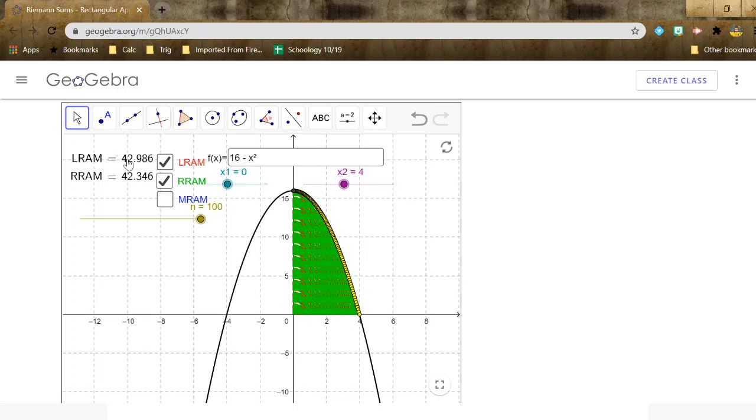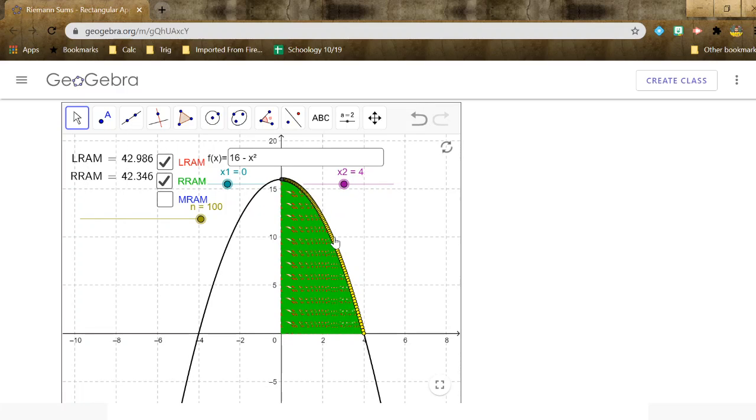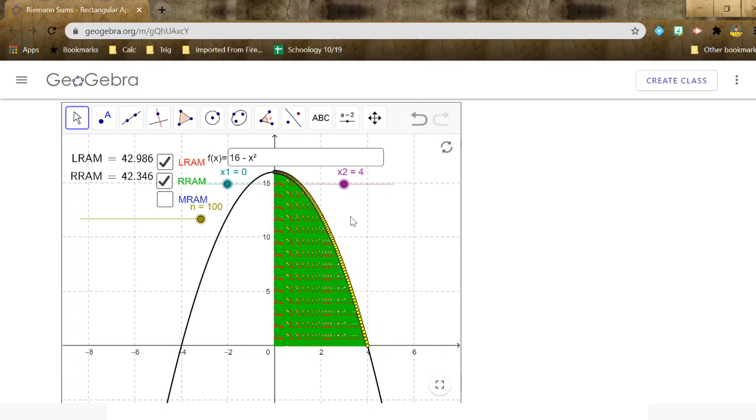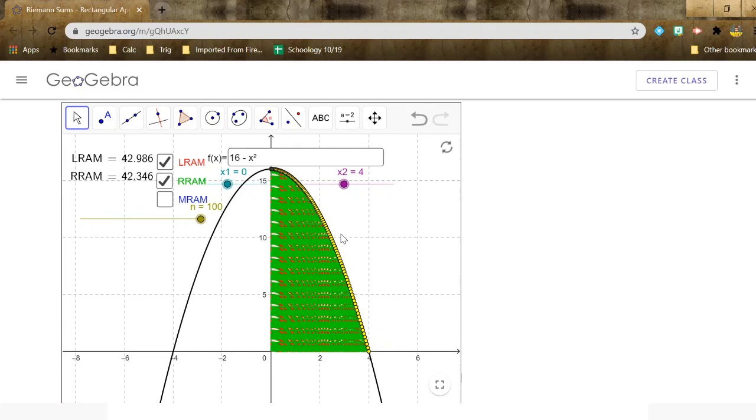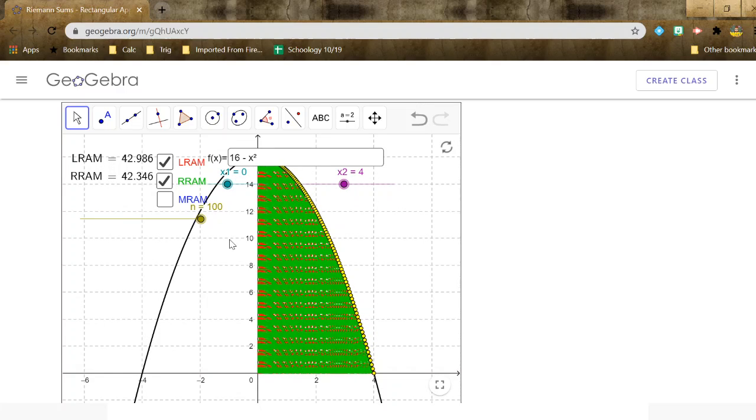And still, I have my LRAM being an over approximation. If I was able to zoom in, I could see my LRAM would be over it. And my RRAM would be an under approximation because all the rectangles would be under. Heck, let's see if I can zoom in. See if my computer can handle that. Okay, scrolling really slowly, so I don't really want to zoom in enough for us to see that those rectangles are under and over there. But just trust me, the LRAM is the high end, the RRAM is the low end.